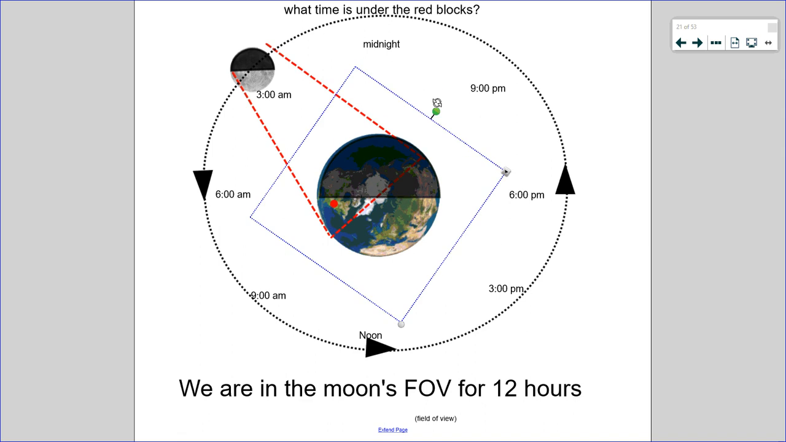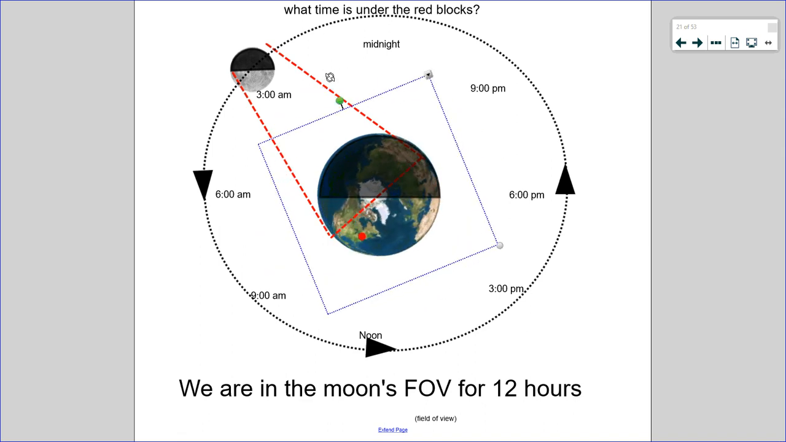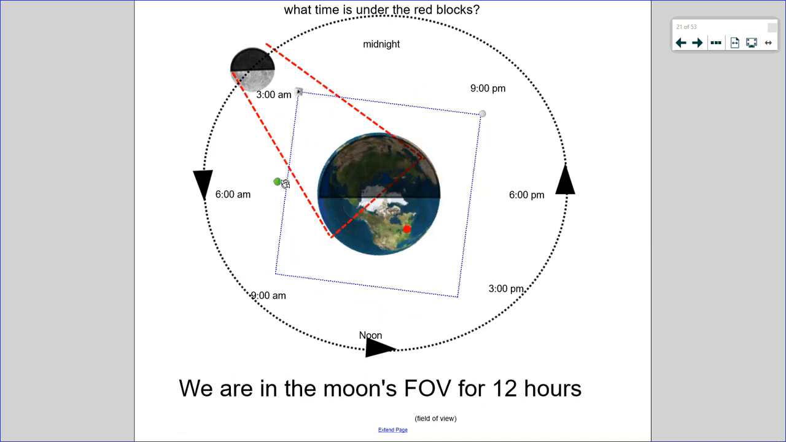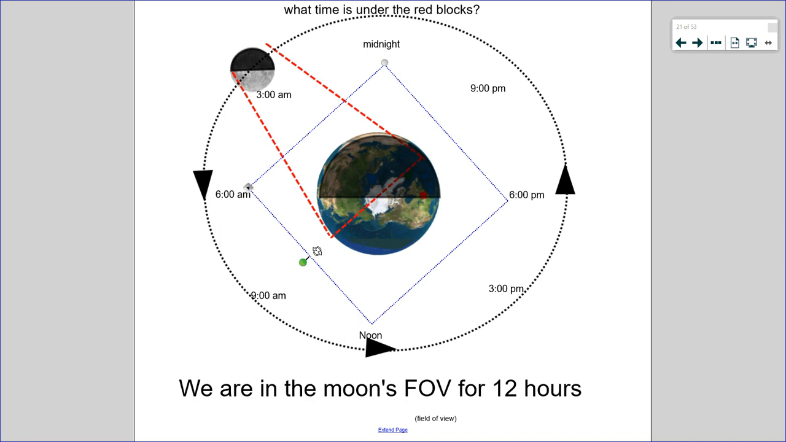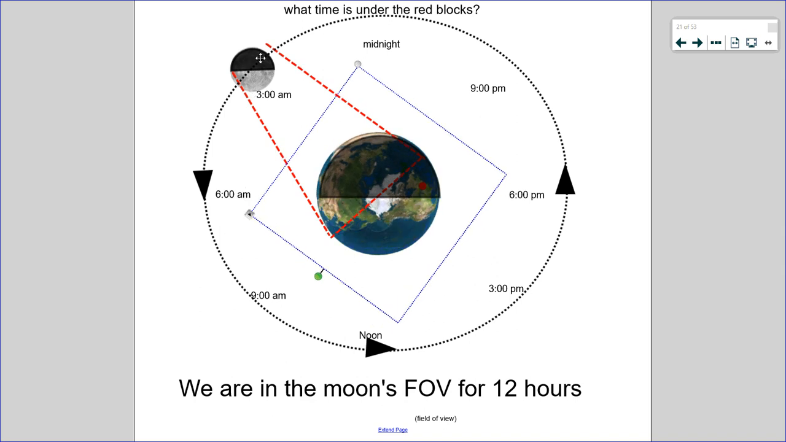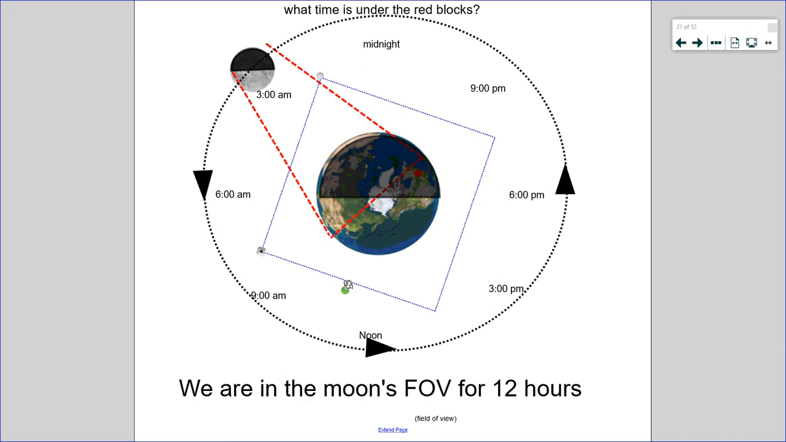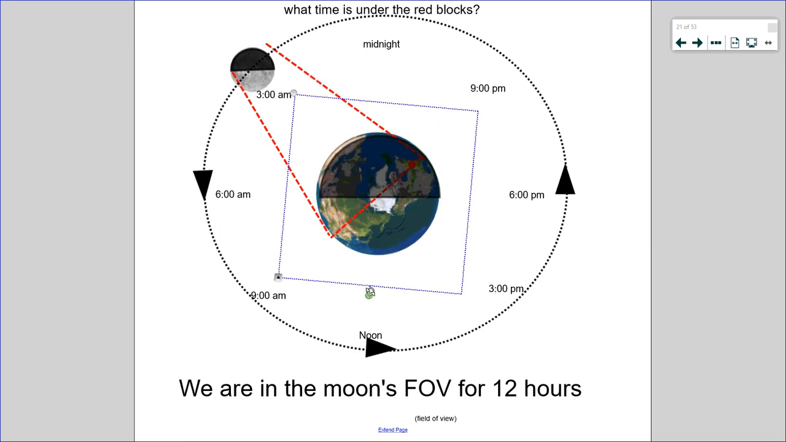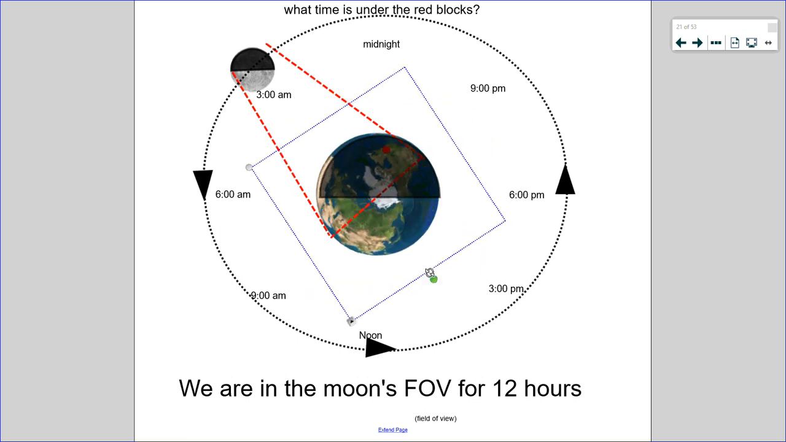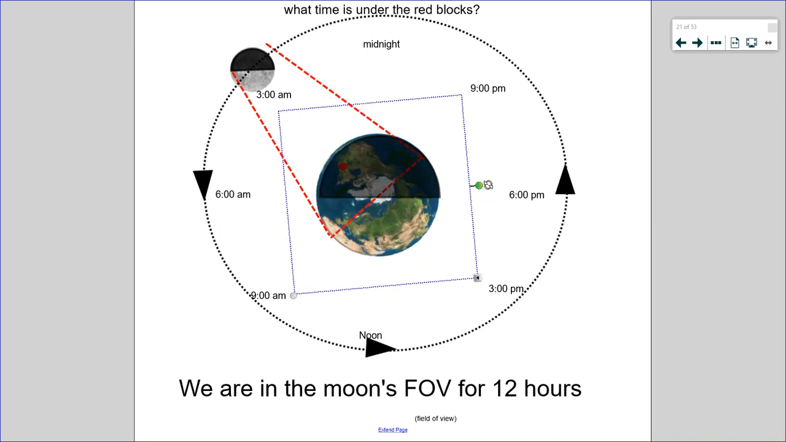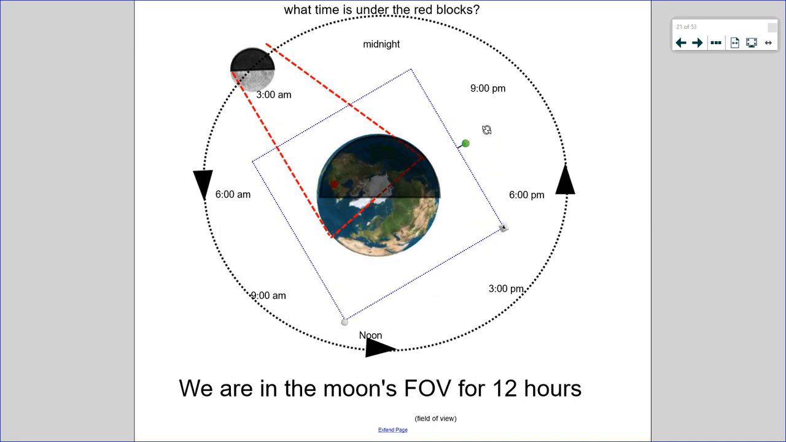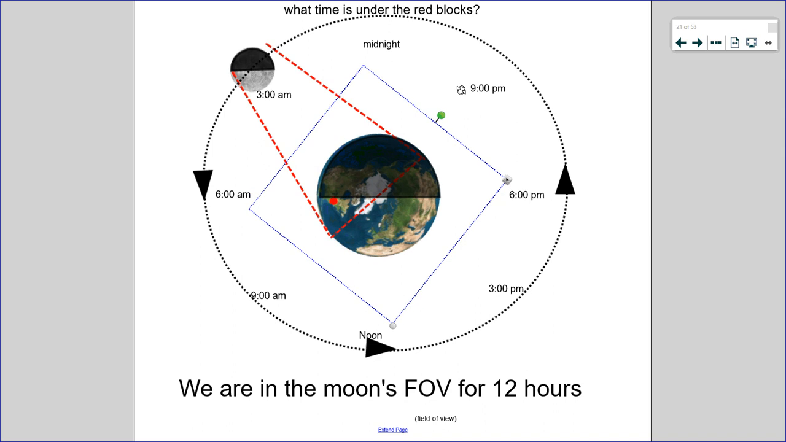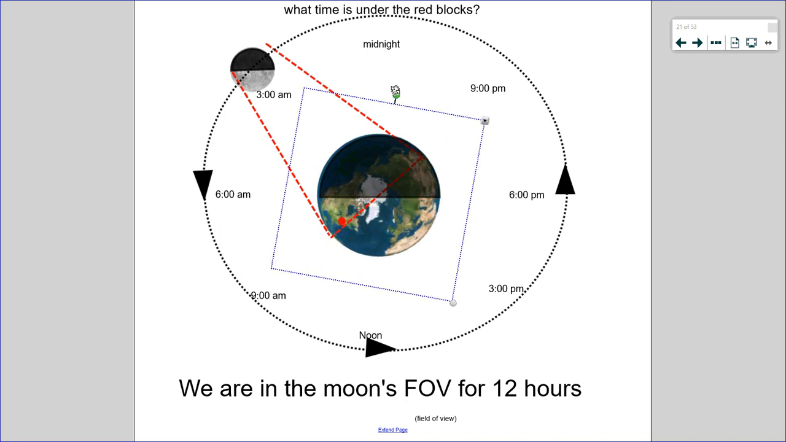And now that we have this red line, we can kind of see that the moon is always going to be out for 12 hours. We're going to be in its field of view for 12 hours. And when the moon is in this position, which is a waning gibbous, we cross over that red line threshold at 9 p.m., which means that a waning gibbous rises at 9 p.m. It's at its mid-rise, right about here, at midnight. It's directly overhead at 3 a.m. It's at its mid-set point at 6 a.m., and then a waning gibbous will set completely at 9 a.m. in the morning.